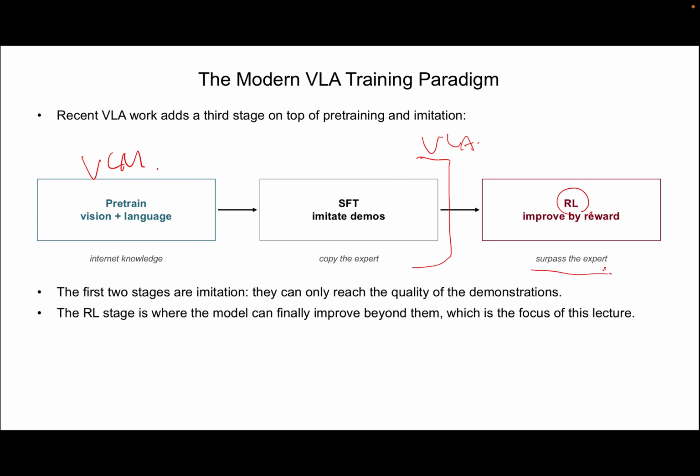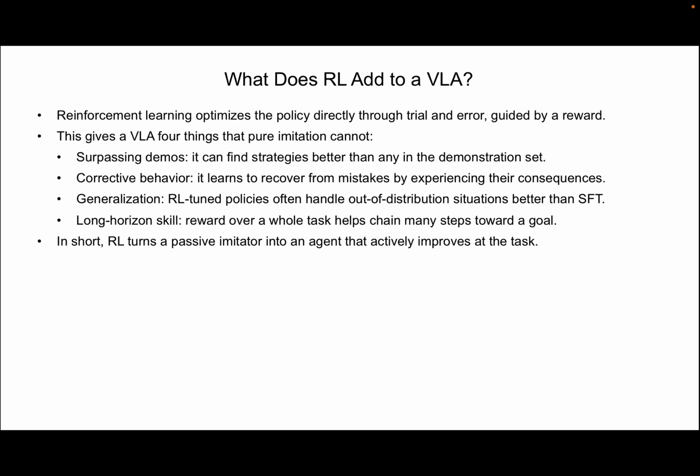That is today's topic. The first two stages are imitation. As I said, they can only reach the quality of demonstrations. The RL stage is where the model can finally improve beyond them, which is the focus of this lecture. So what does RL add to a VLA? Reinforcement learning optimizes the policy directly through trial and error guided by the reward. And this gives a VLA four things that pure imitation cannot.